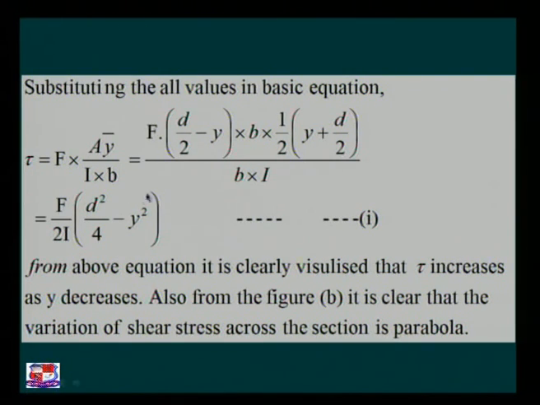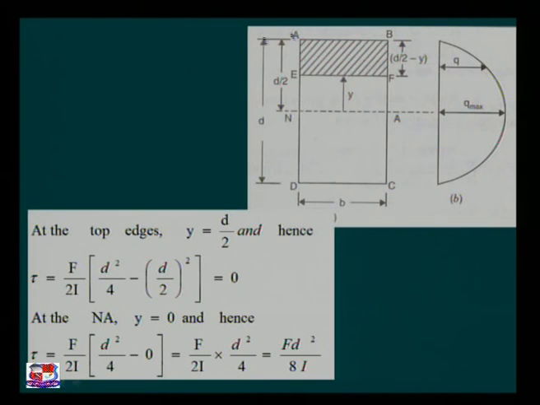From this equation we can plot by putting the value y is equal to 0, and we have an answer. Let us put the value y is equal to d by 4, we have an answer. Y is equal to d by 2, we have an answer. Similarly, the same thing will be replicated below the neutral axis because my section is symmetrical. If you refer to the figure over here, my y starts from the neutral axis. Y is 0, and tau is maximum.